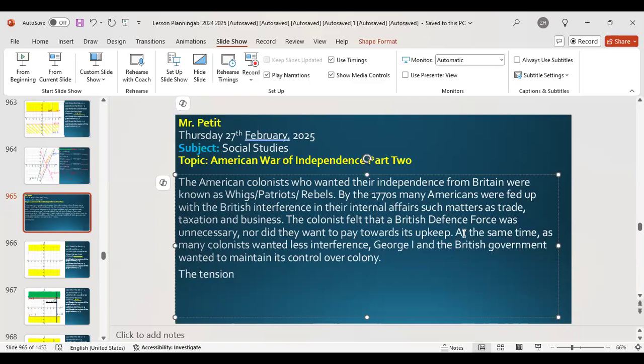But why are we studying the American War of Independence? Someone will say, Mr. Petit, isn't this American War of Independence? So why are we in the Bahamas studying the American War of Independence? Like, how does that work? That's a good question. So the Bahamas was involved in it because the Loyalists came from there. Why are we in the Bahamas, in the archipelago of the Bahamas, 700 islands and keys?